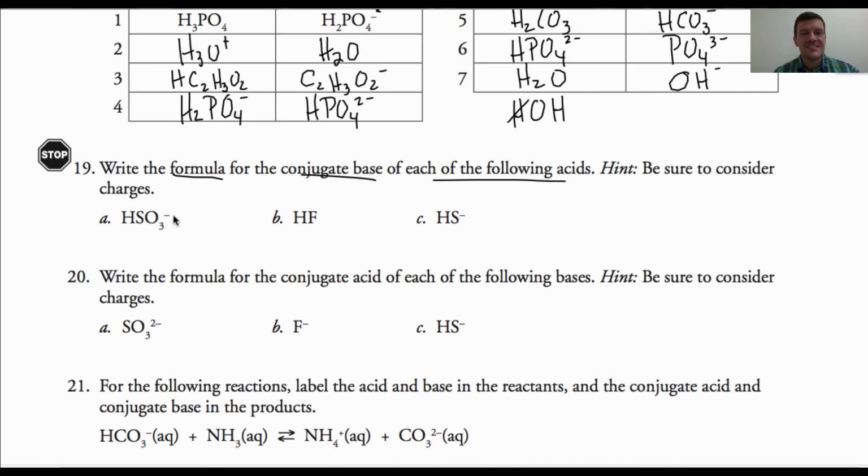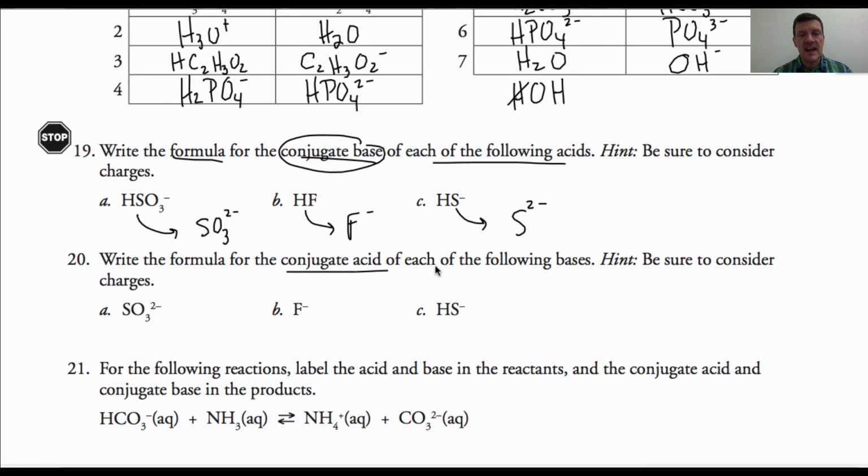Alright, so if this is the acid and we're going to write the conjugate base, then this would turn into SO3 2 negative, we lost the H. This would turn into just F negative, and this would turn into S 2 negative. The H plus is gone, the charge drops by 1.